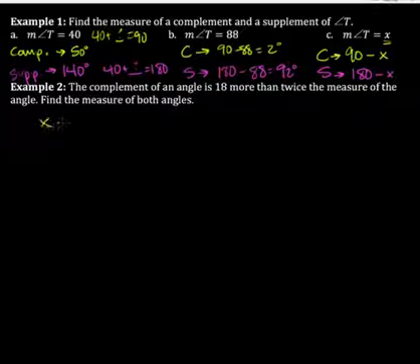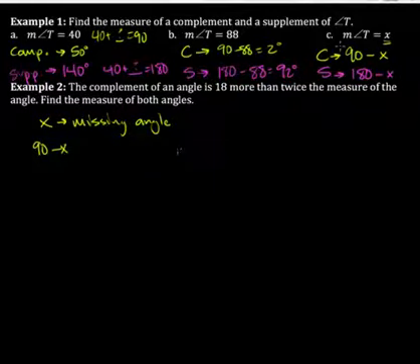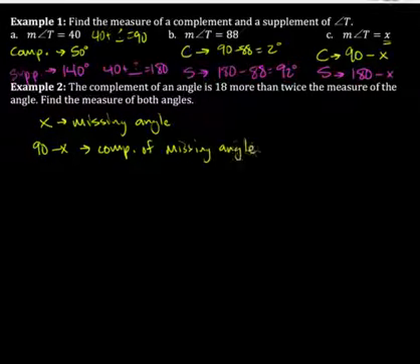So let's use x to represent our missing angle. Well, what is the complement? That would be 90 minus x, just like we talked about up here in example 1c. That is the complement of the missing angle. So how can we set up an equation?